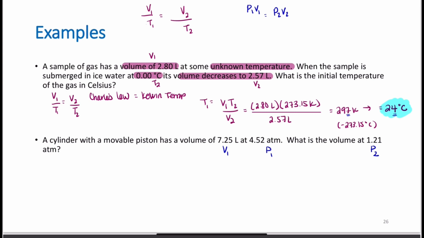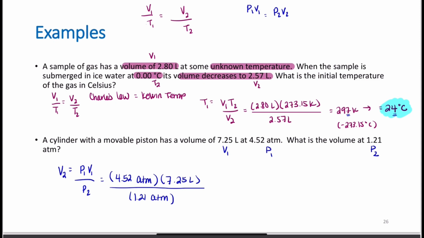I've got P1, I've got P2, I've got V1. I'm going to solve for V2. V2 is equal to P1 V1 over P2. P1, 4.52 atmosphere. V1, 7.25 liters. P2, 1.21 atmosphere.